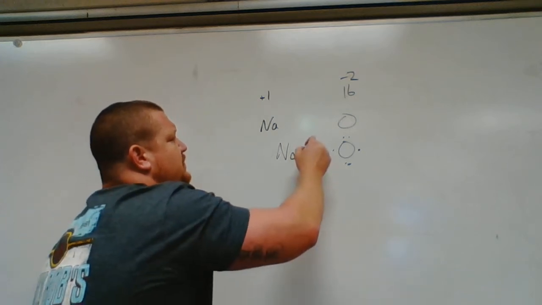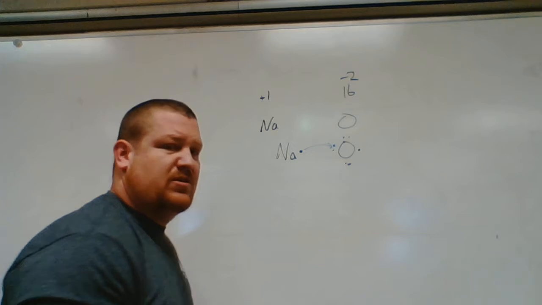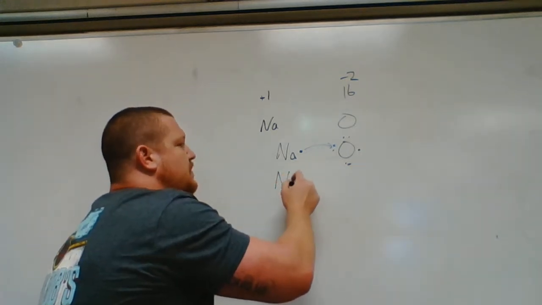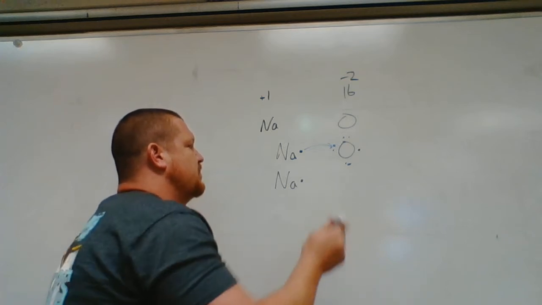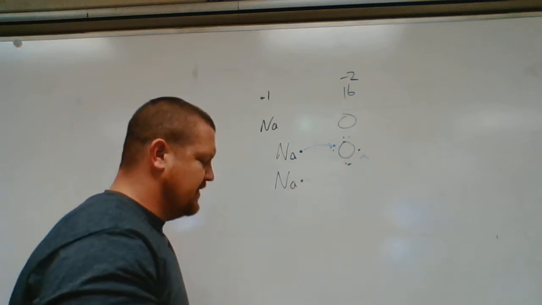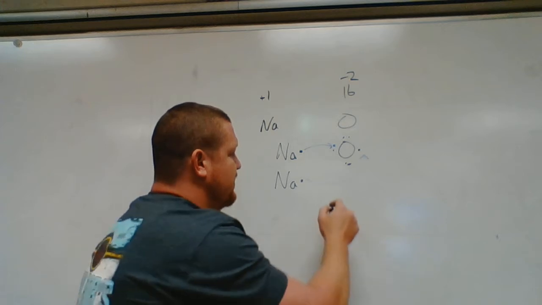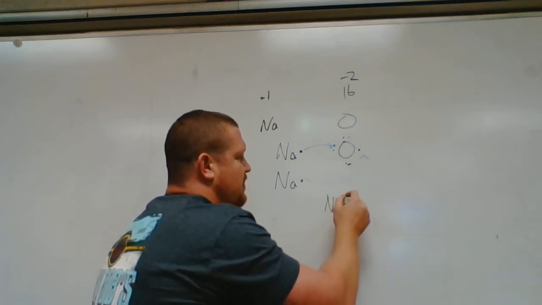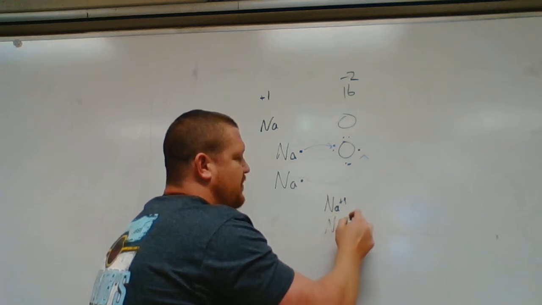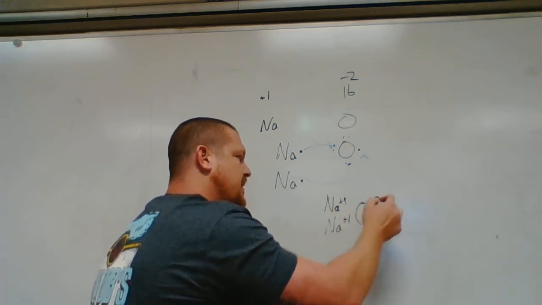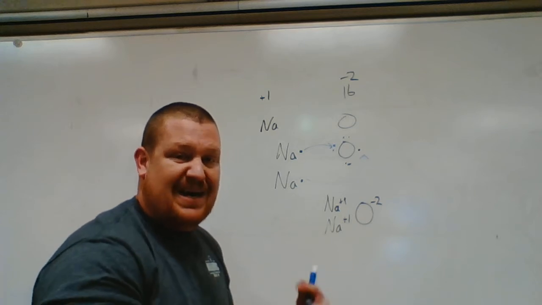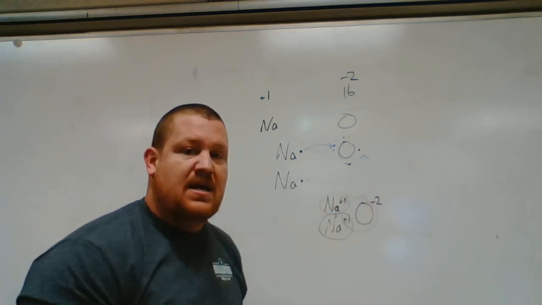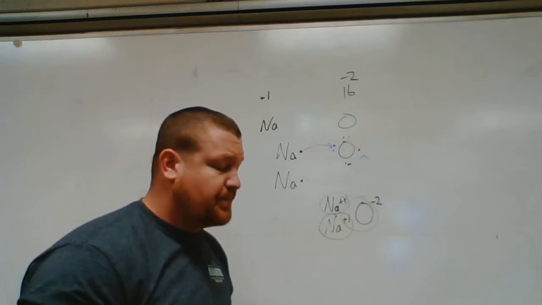Because if this sodium transfers an electron, oxygen still needs another one. So we're actually going to need 2 sodiums here to make this happen. Right? So the bond here is going to be Na plus 1, Na plus 1, O minus 2. Okay? They're all bonded together, right? This one and this one are bonded to that. And the charges balance out to be 0.